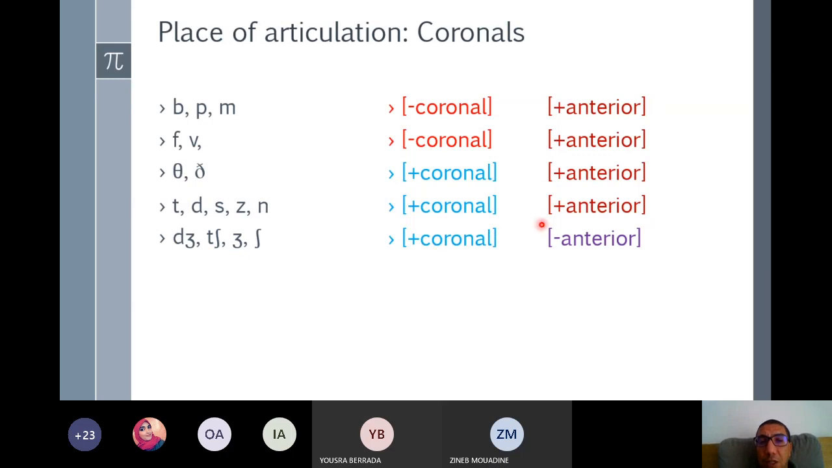How do we distinguish these three? It is by the feature plus anterior, minus anterior. The post-alveolars are minus anterior, and the alveolars are plus anterior. Okay?